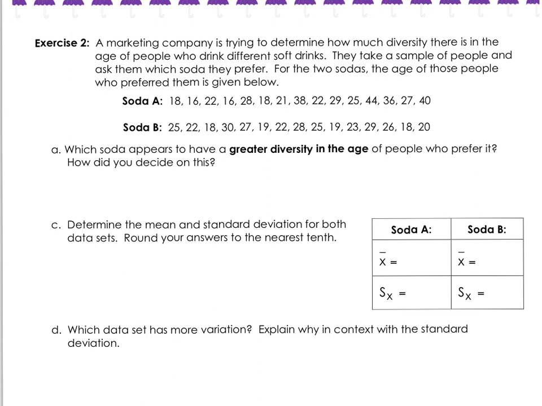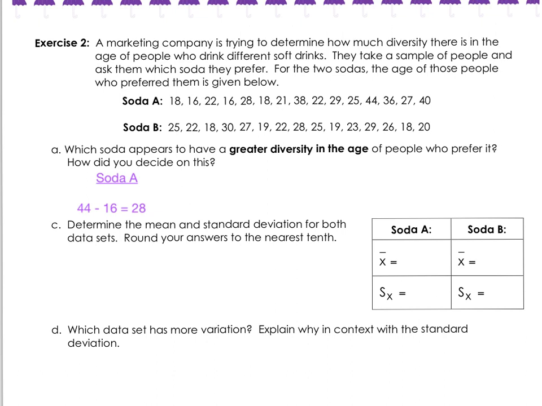Well, to start off, we're going to try by finding the range for each soda. So for soda A, when we look through the data, I see that the maximum age is 44 and the minimum is 16. So we're going to put 44 minus the 16. And when we do that, we get our range. So soda A has a range of 28.